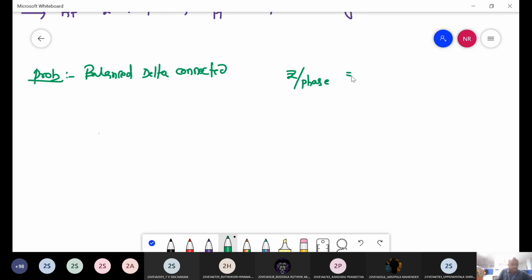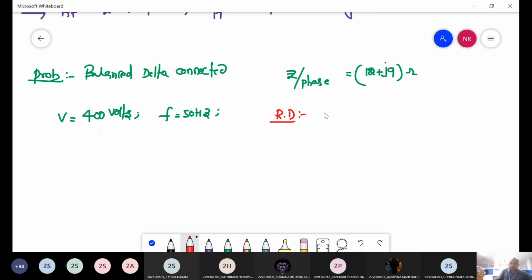Z per phase is given. Z per phase is 12 plus j9 ohms, supplied by a 400 volts, three phase supply. Here V is equal to 400 volts, and f is equal to 50 Hz. So these are the required data. The first one: determine the phase voltage.